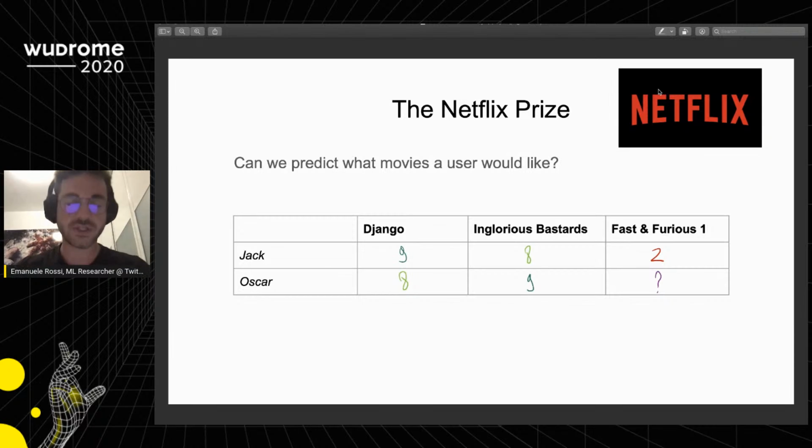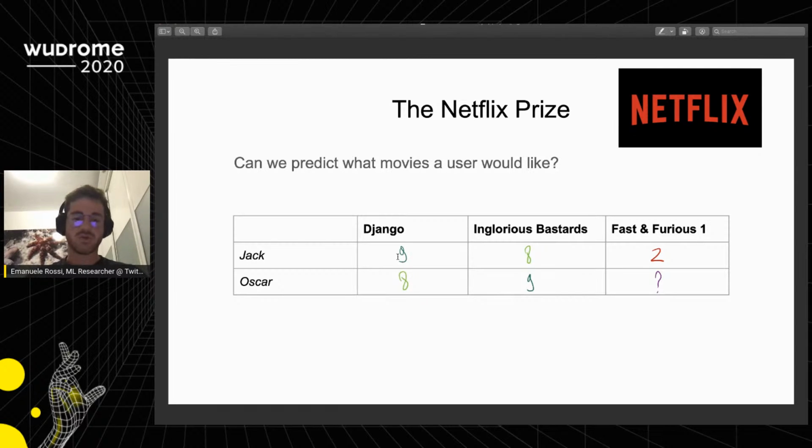So if we look a little bit at what this looks like, you can think of it as a table. On one side, here we have all the users, and here we have all the movies. Some of these entries are filled when a user gave a rating to a particular movie, and some are not. And the goal is basically to fill this table. So we would like to predict the rating all users would give to all movies.